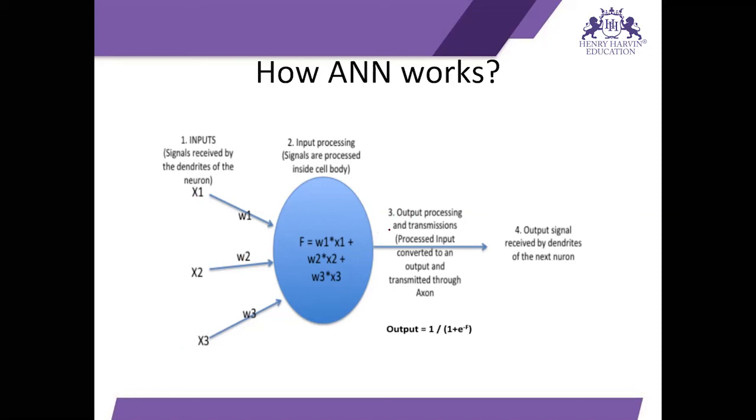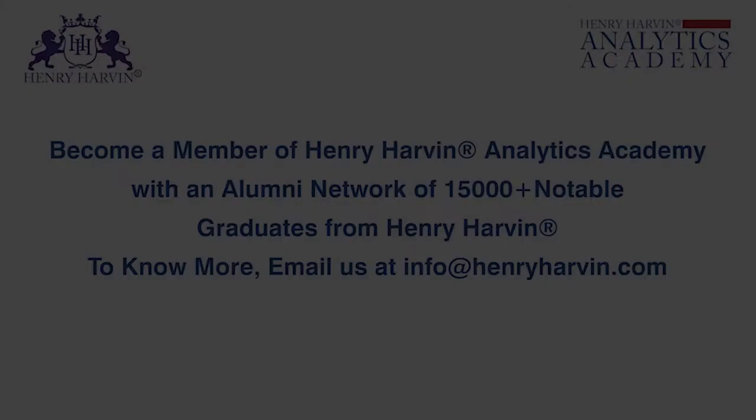Now the next step is output processing and transmission. The processed output is converted into an output and transmitted through the axon, right? Now the output signal is received by the dendrites of the next neuron. There could be any type of output, which is actually dependent on the activation function, right?